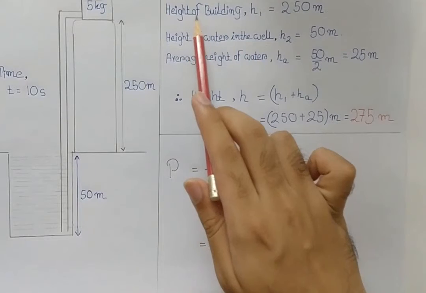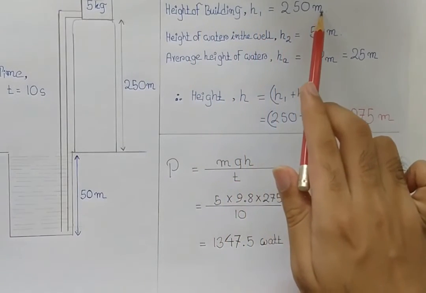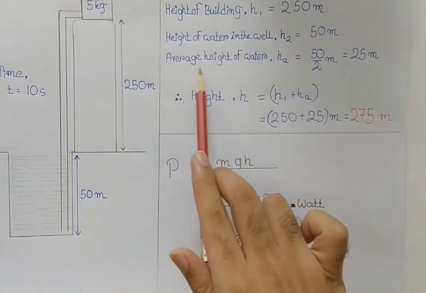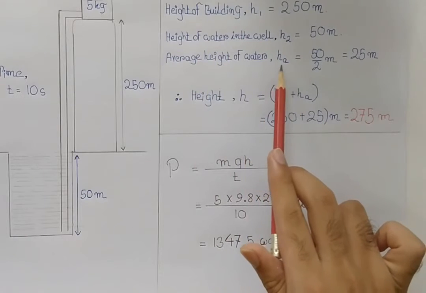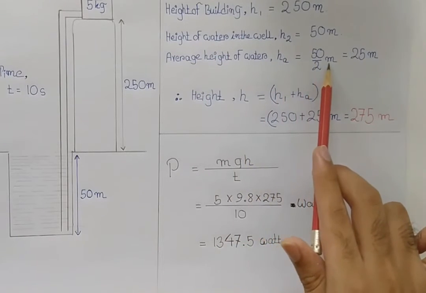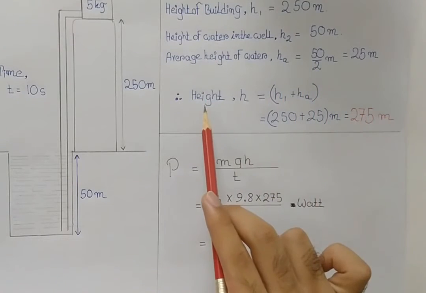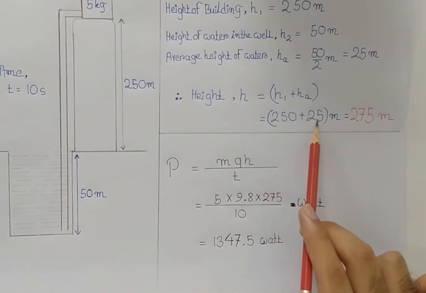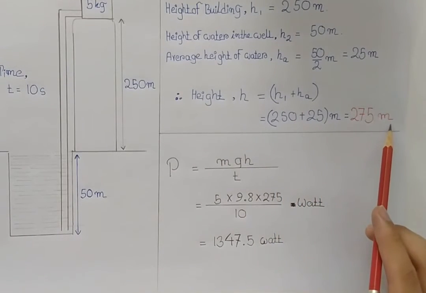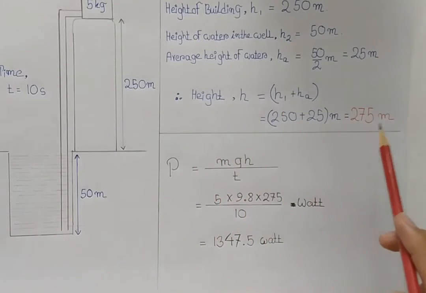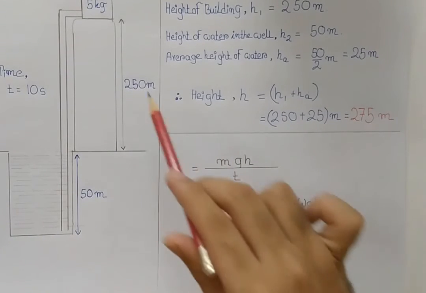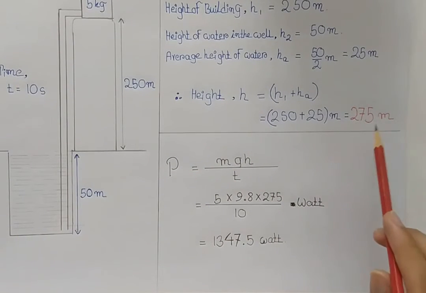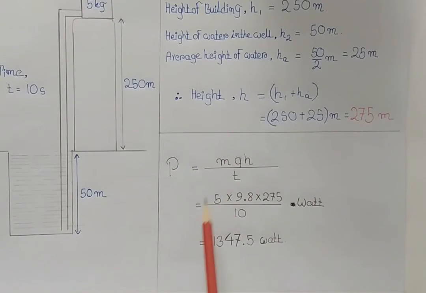Have a look. Height of the building H1 equals 250 meters. Height of water in the well H2 equals 50 meters. Average height of water, denoted by HA, equals 50 divided by 2 meters, equals 25 meters. Height equals H1 plus HA, 250 plus 25 meters, equals 275 meters. This is the height which we need to use in this case, not 250 plus 50 equals 300 meters. We need to take 275 meters. This is the rule. Then it's quite easy to find out power.